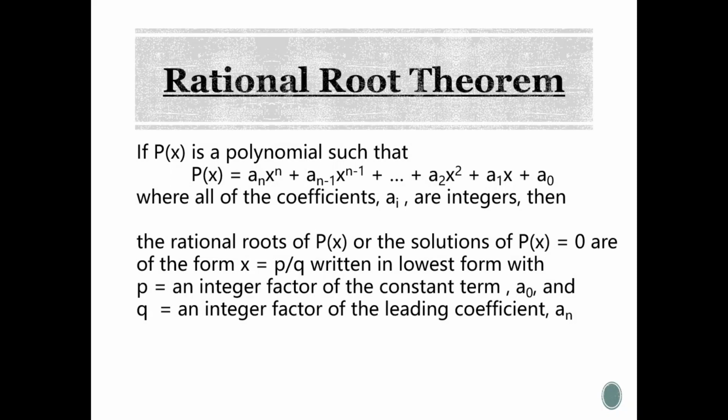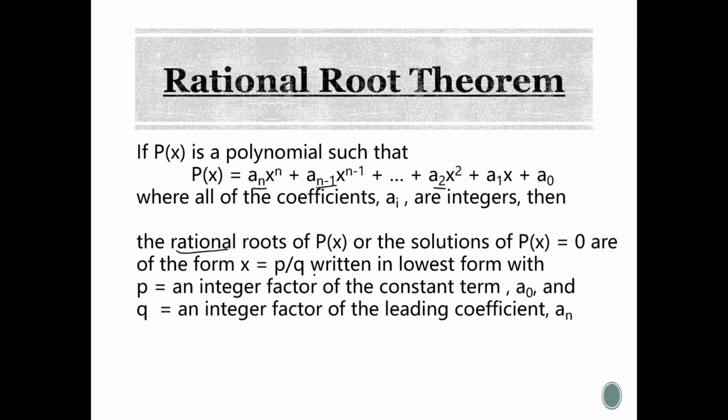Okay, so the rational root theorem takes a polynomial. These a values are the coefficients. We're going to let them be integers, so we're not going to be dealing with fractional coefficients, although we can deal with that. But the rational root theorem tells us that the rational roots of p of x, which are the solutions of p of x equals 0, are of the form p over q. That makes them rational. Rational means a fraction. We're going to put that in lowest form.